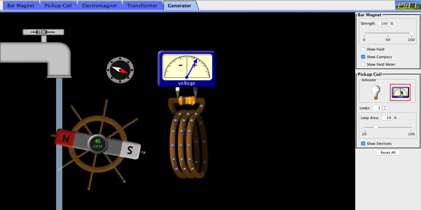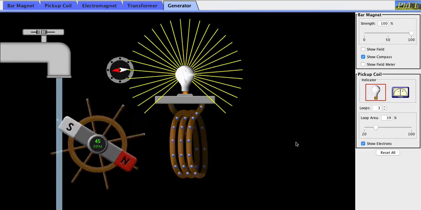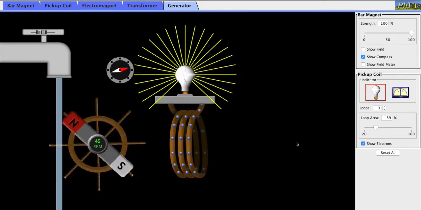And I can add a galvanometer as well. And you can see the alternating current going back and forth. So let me back up. So again, this is a generator. This is a turbine. This is the electromagnetic induction that Faraday was referring to.